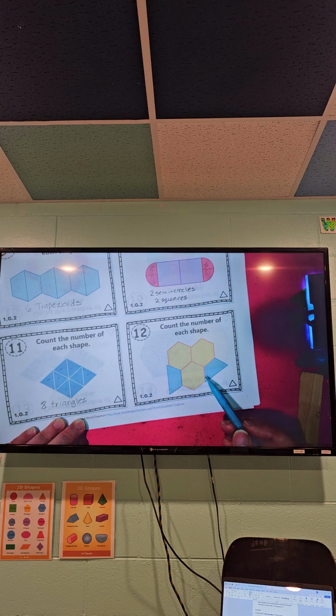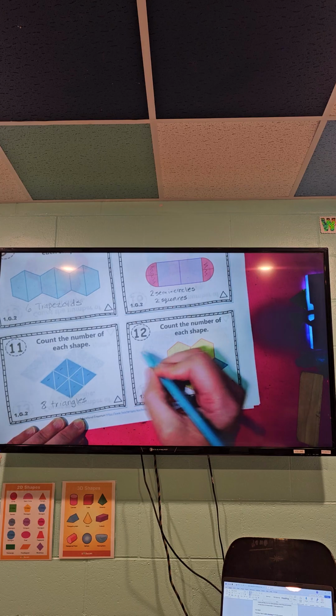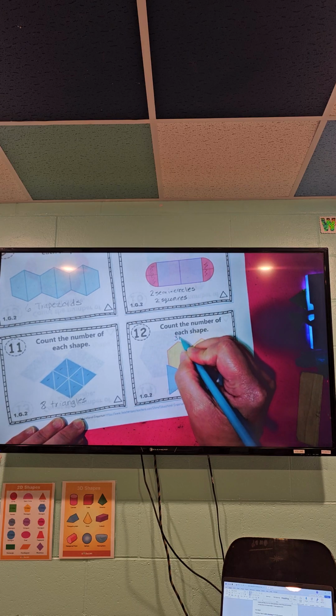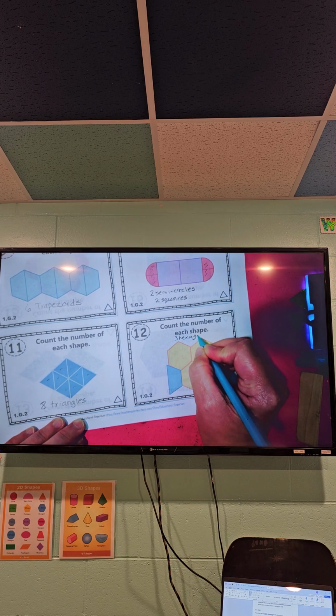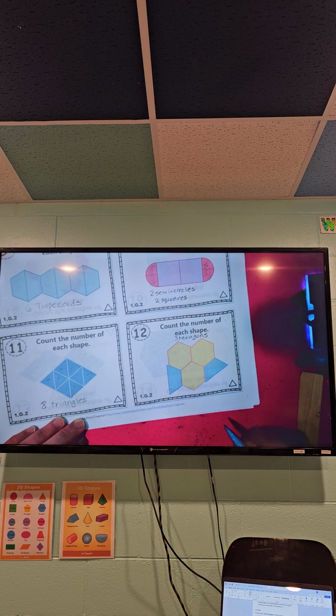Interesting shape here. Kind of started out looking like a honeycomb. We have 1, 2, 3 hexagons. And then we have 2 trapezoids.